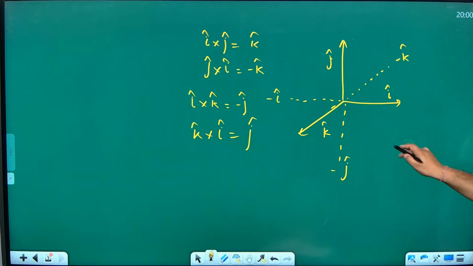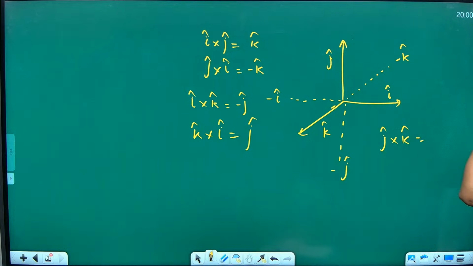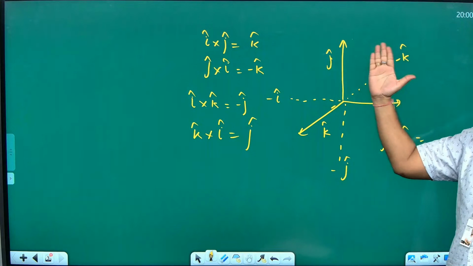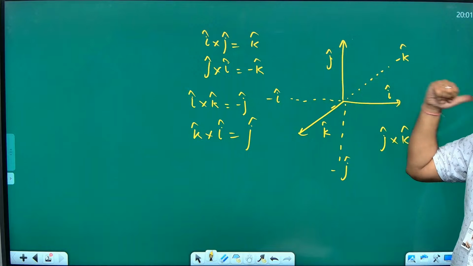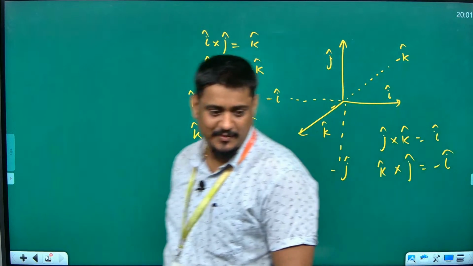Same way, if I am writing J cross K, J coming towards K, where am I pointing? Towards I. But if I write K towards J, I am pointing towards minus I.